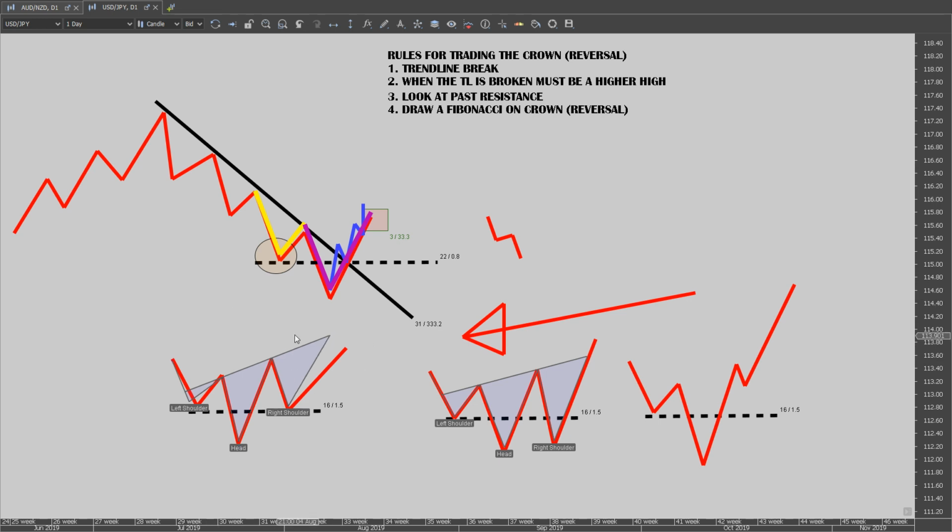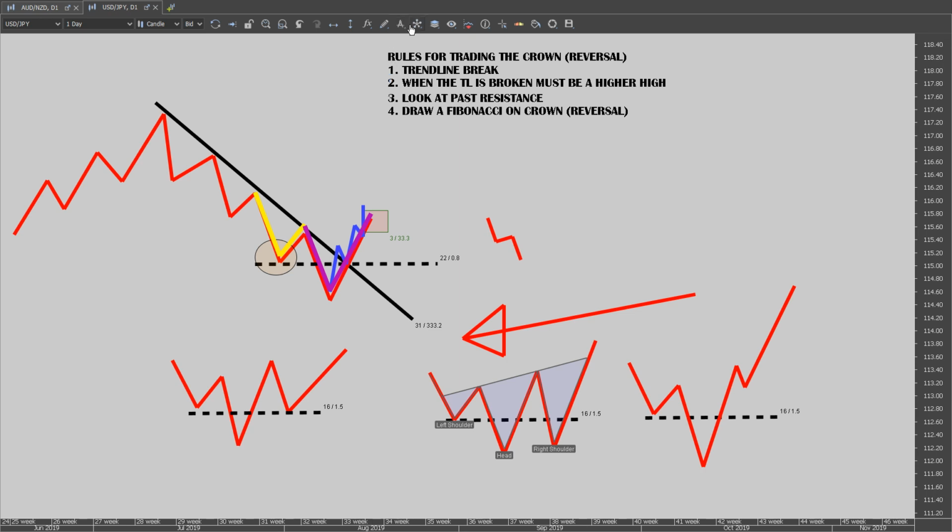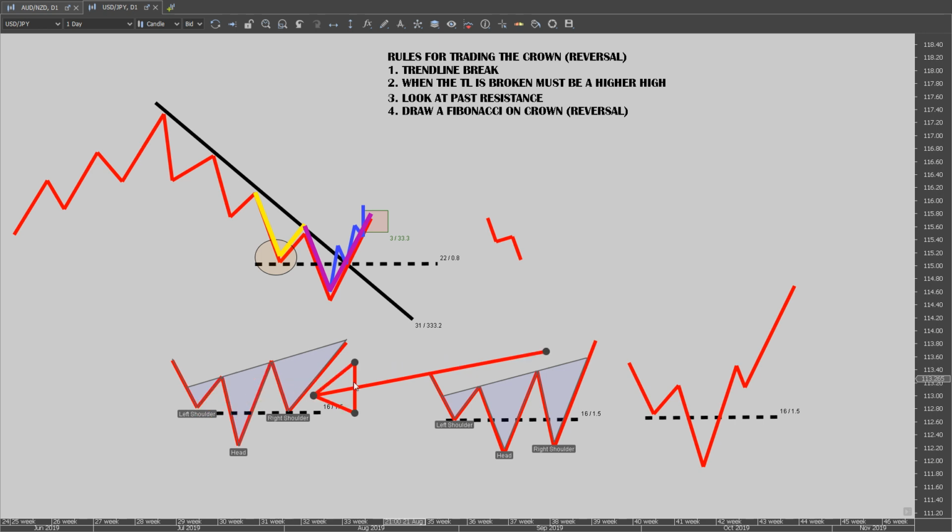Okay, let me do the crown again here. So I'm going to use the head and shoulders. I'm going to connect the high to a low, low to a high, high to a low, low to a high, high to a low, and low to the high on the crown. There you go. Crown reversal, right? Okay, so you have this where the left tip is equal to the center tip.